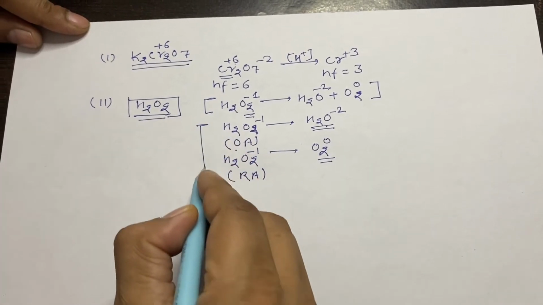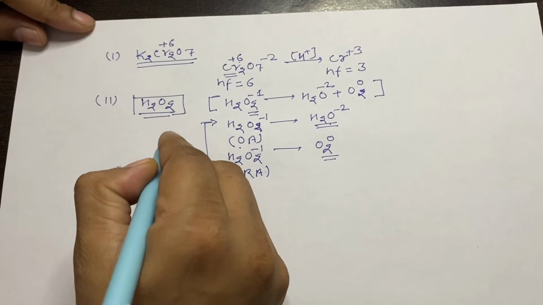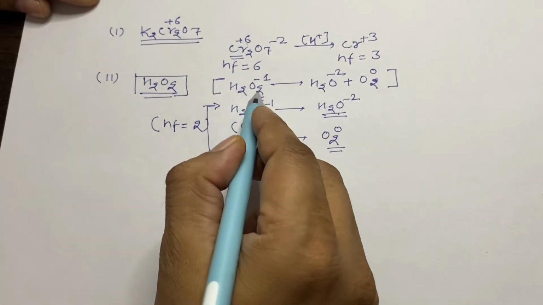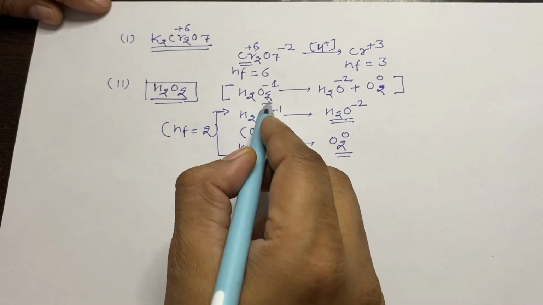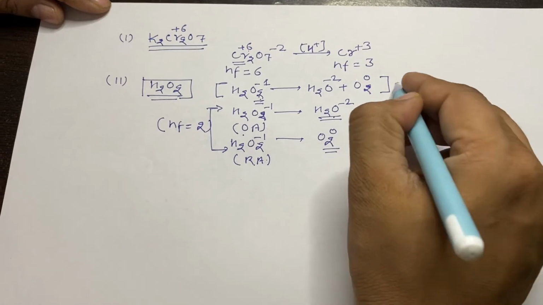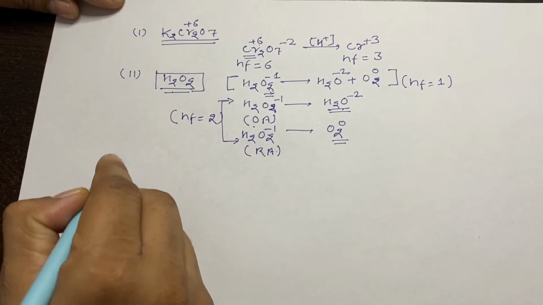But in both cases, when it acts as an oxidizing agent or a reducing agent, the N factor will be 2. While when it acts as a disproportionating agent, the N factor will be 1. We have calculated the N factor of H2O2 in the last video.